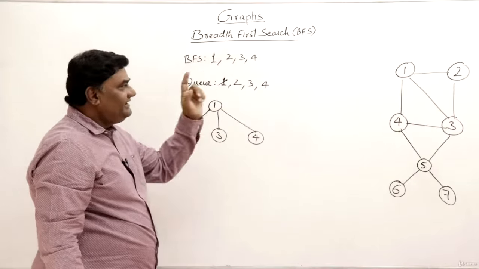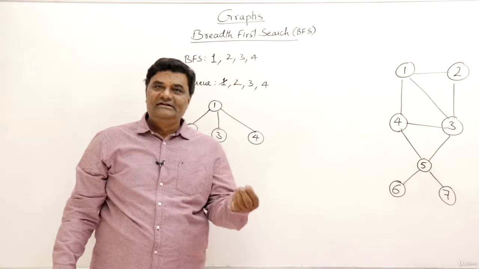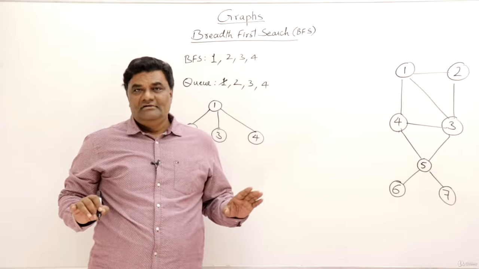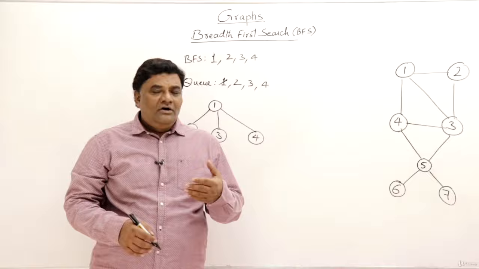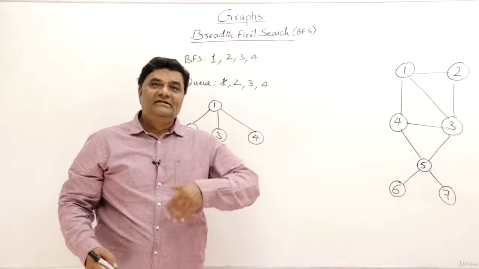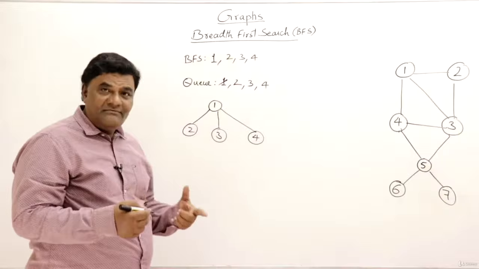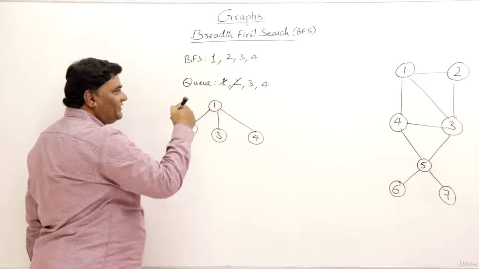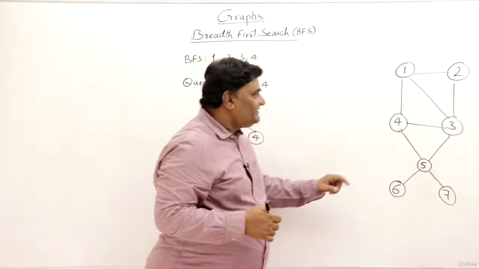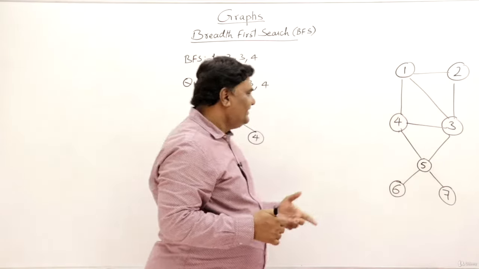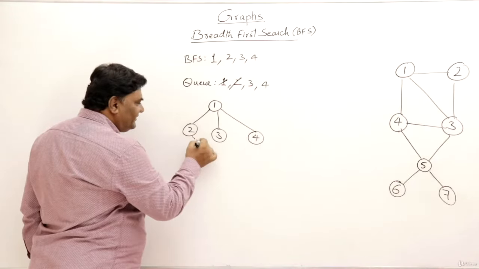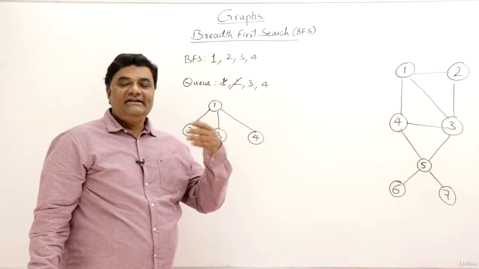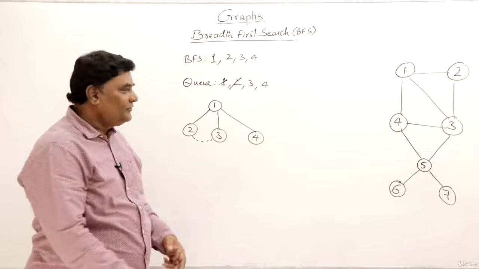Now 1 is completely explored. So once you select a vertex for exploration, explore it completely. This we have done. Now again repeat, select the next vertex for exploration. From where? From the queue. In the queue, the next vertex is 2. Start exploring 2. From 2, what are the vertices that I can visit? Only 3, which is already visited. So just draw a dotted line. So 2 is completely explored. Next, select a vertex from the queue and start exploring it.